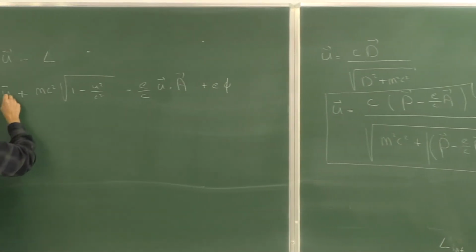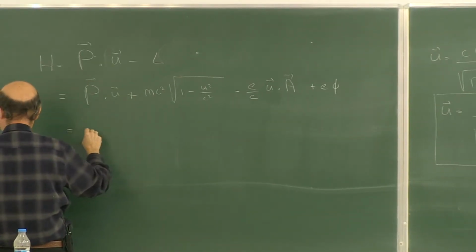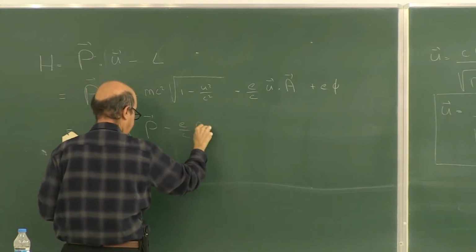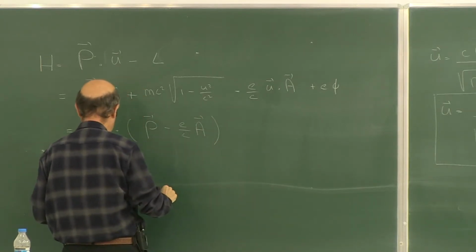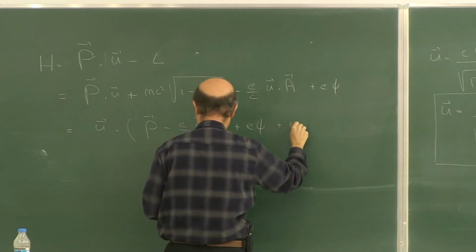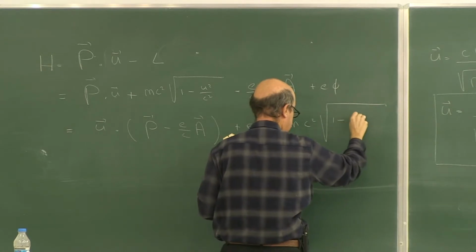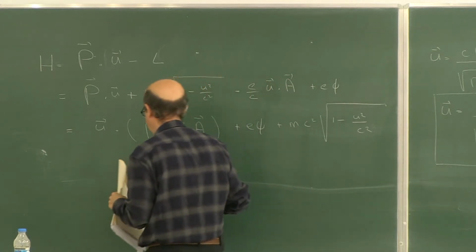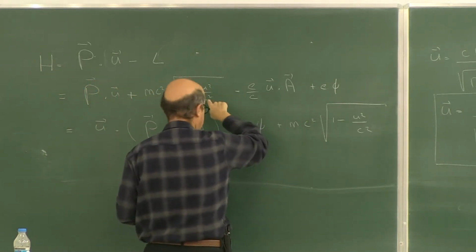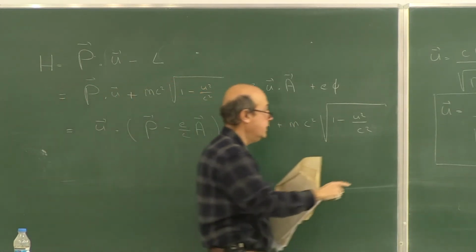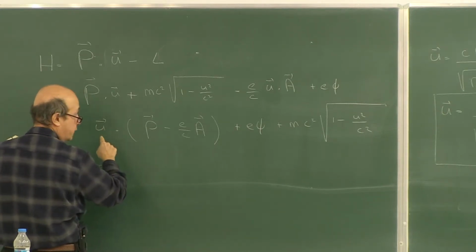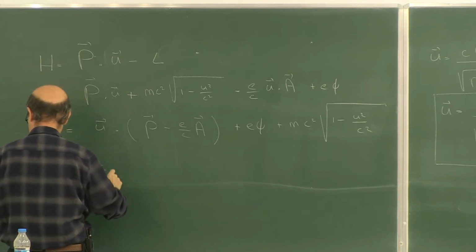Okay, so you have this term and this term. You can write this as u dot, in parentheses, P minus e over c A, plus e phi, and plus that term m c squared times the square root of 1 minus u squared over c squared. So in the parentheses we have P minus e over c A, and you have this term and the other term there. And now take the u from here and substitute it there. Instead of u, take the u over there and plug it in here.